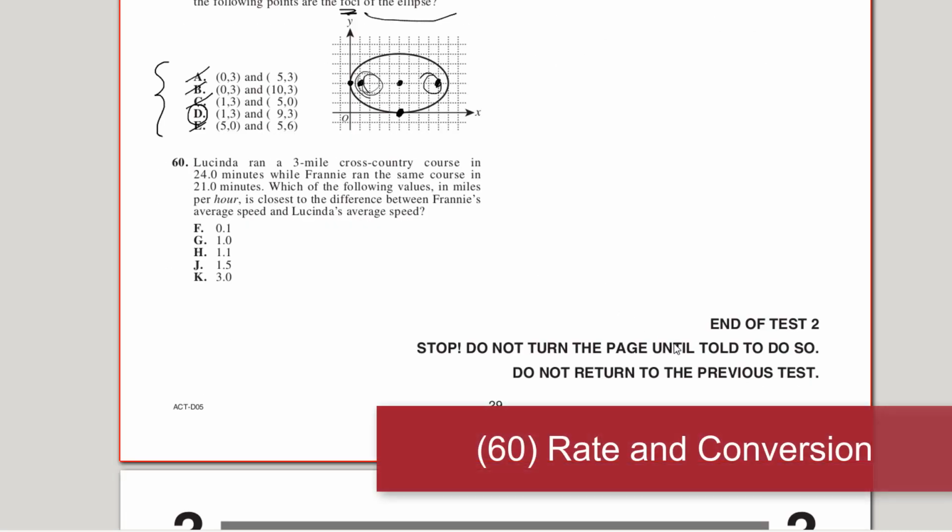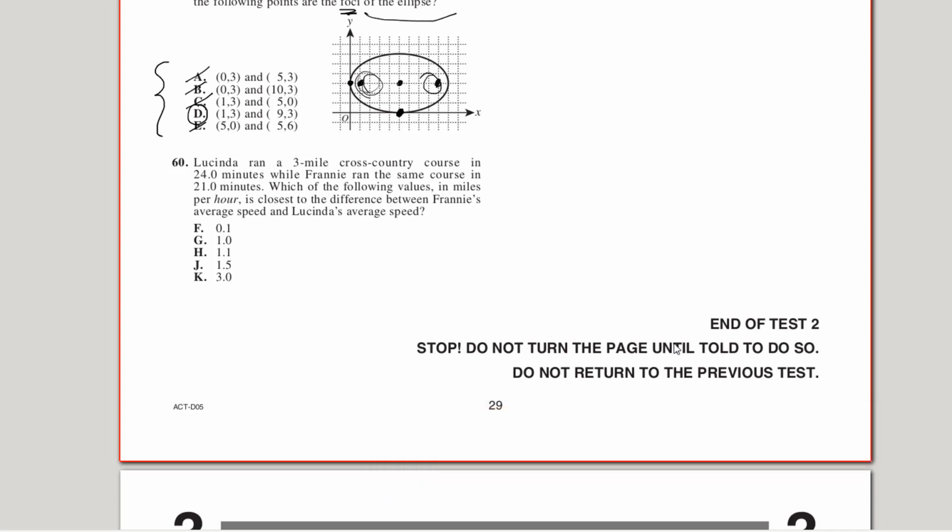Question 60 says Lucinda ran a 3-mile cross-country course in 24 minutes, while Franny ran the same course in 21 minutes. Which of the following values in miles per hour? Notice that's in italics. We've got minutes up here. We're going to have a unit conversion issue. Which of the following values is closest to the difference between Franny's average speed and Lucinda's average speed?